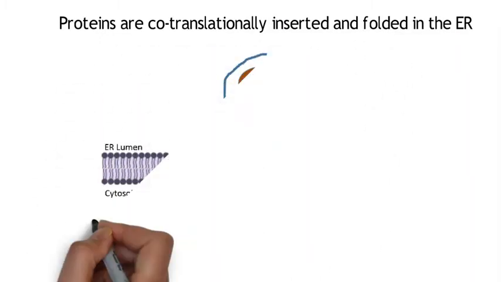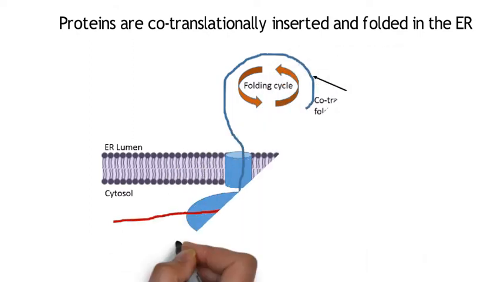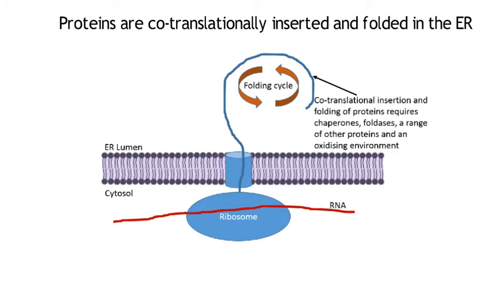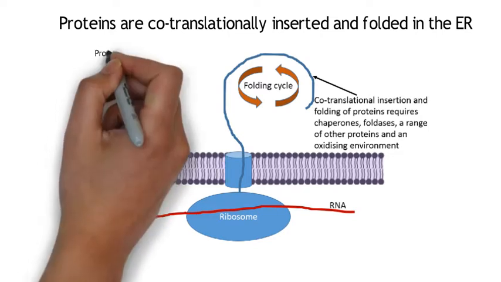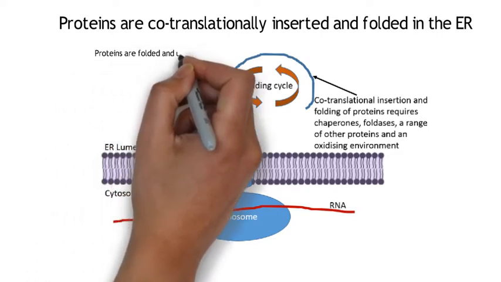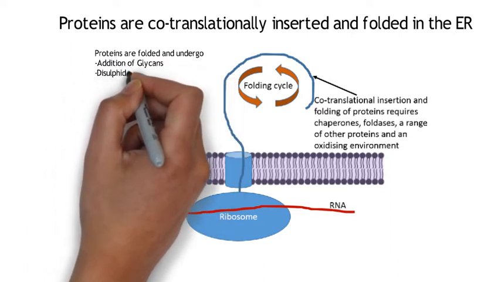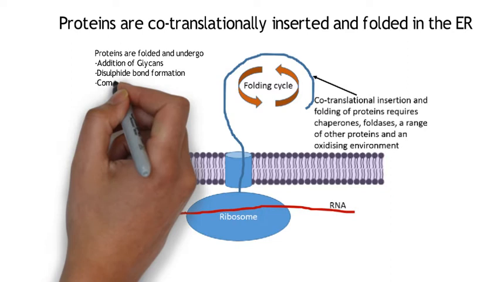Now, as proteins are translated by ribosomes, they are inserted into the ER in a process called co-translational insertion. Protein folding is a complex process that depends on the interaction of chaperone proteins, foldases, and a range of other enzymes, as well as on an oxidizing environment.